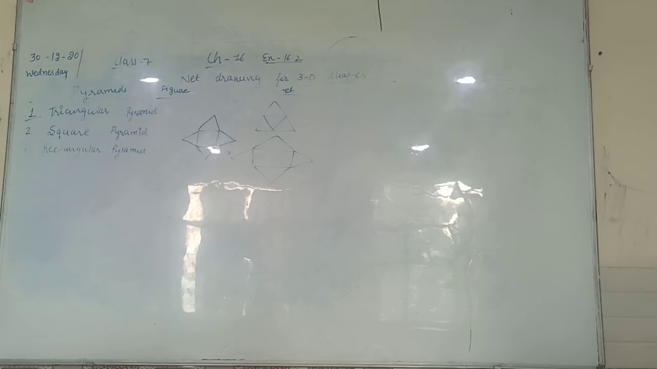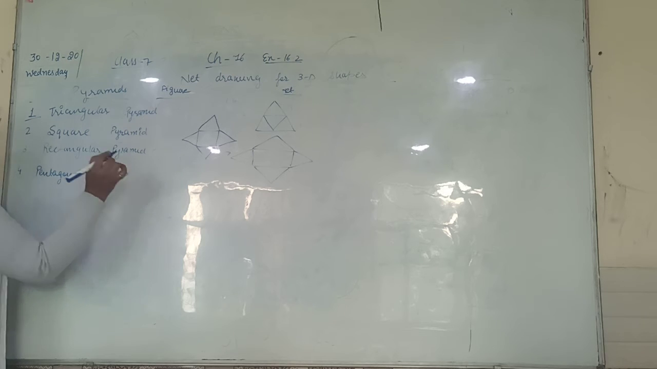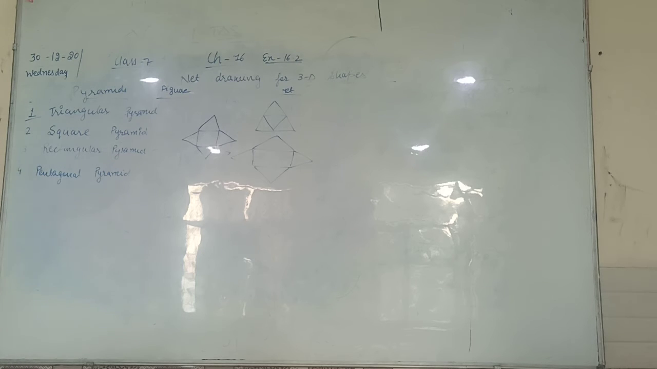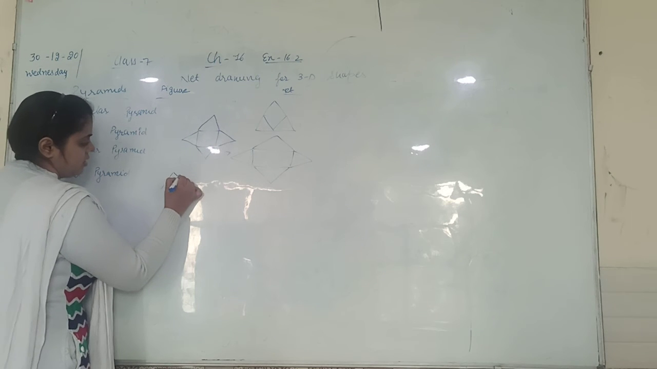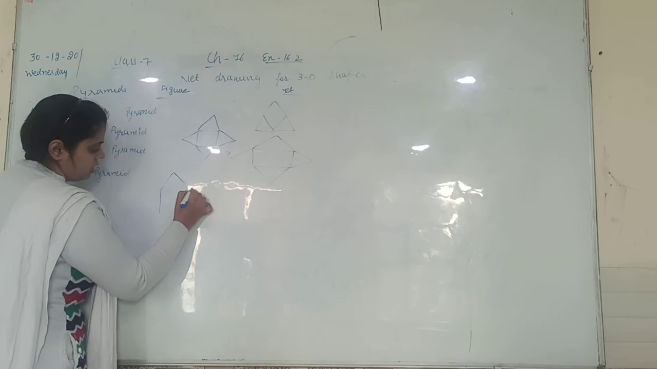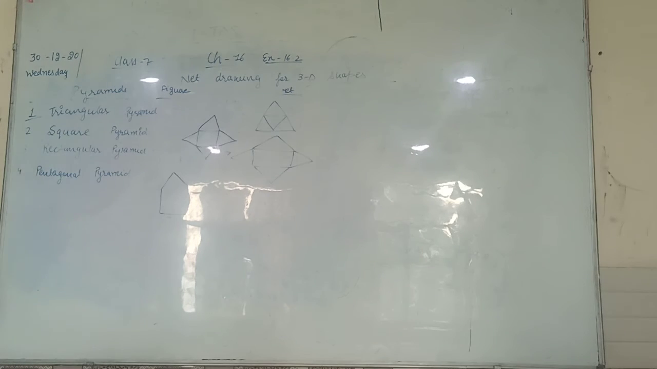Now the fourth one is pentagonal pyramid. See, as the name tells us, pentagon. How many sides does a pentagon have? 5. Pentagon has 5 sides. 3, 4 and the 5th one. Right? Now, you will draw a triangle on every side.